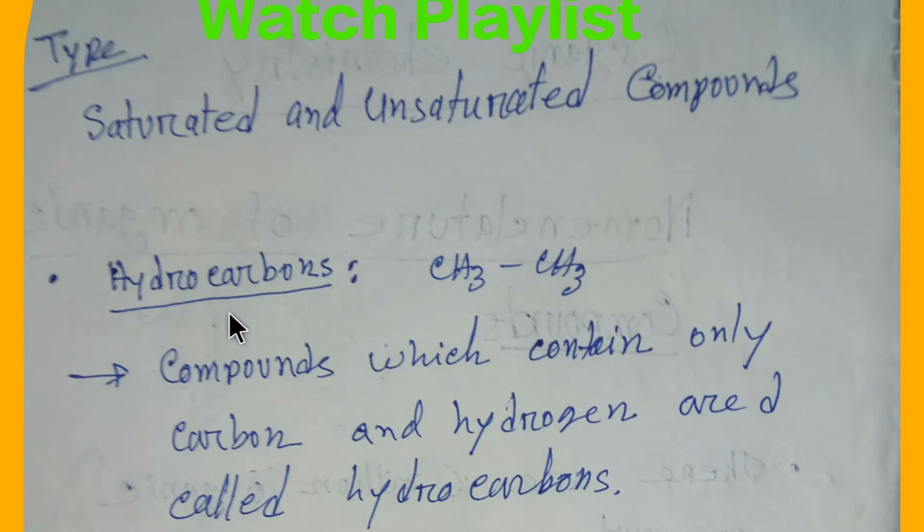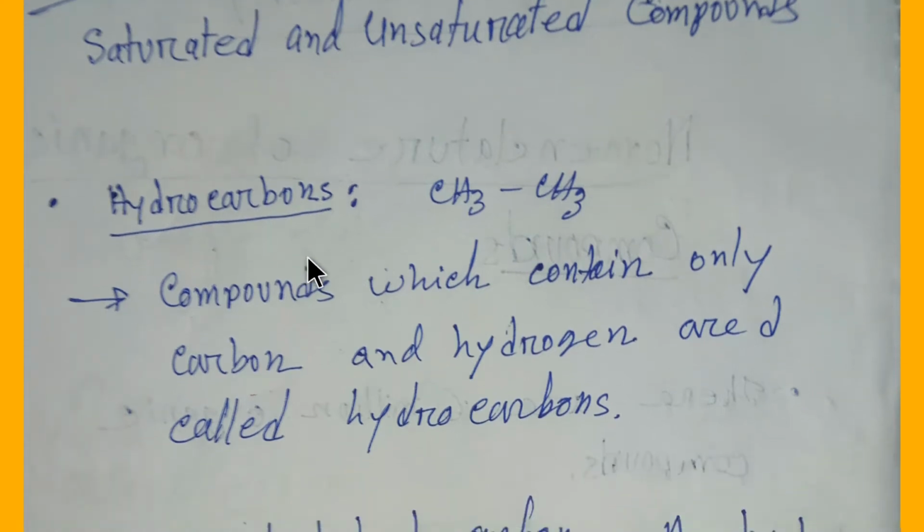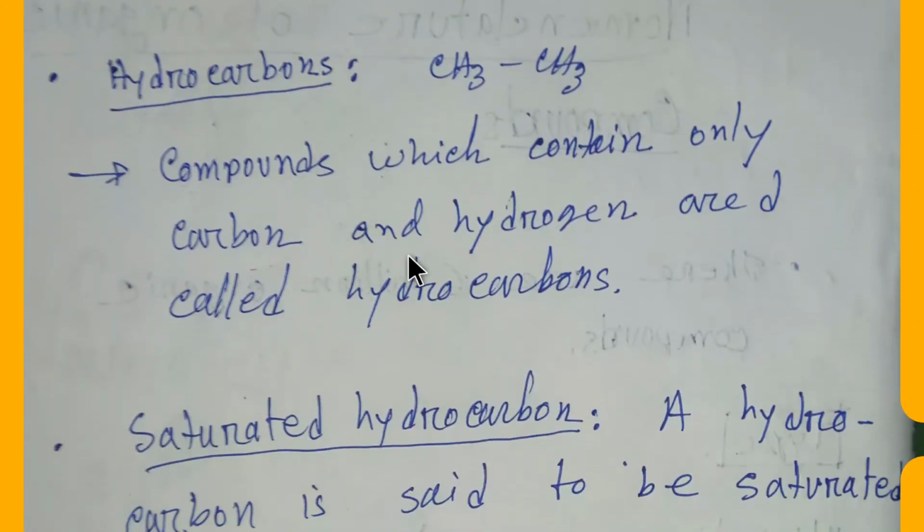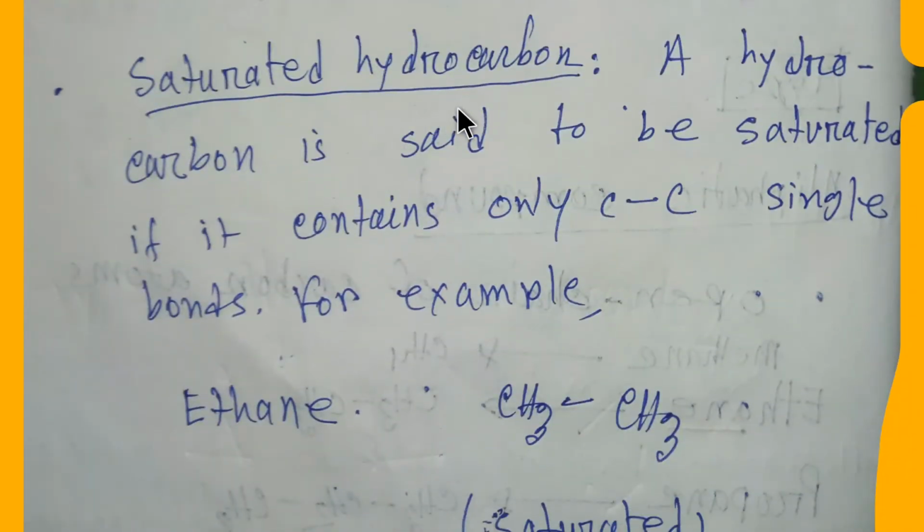What is hydrocarbon? Compounds which contain only carbon and hydrogen are called hydrocarbons. Here is ethane. So this is carbon, this is hydrogen. There is no other atom. So this is a hydrocarbon. And let me give you an example of a saturated hydrocarbon, right? This is ethane, and there is no double bond here.